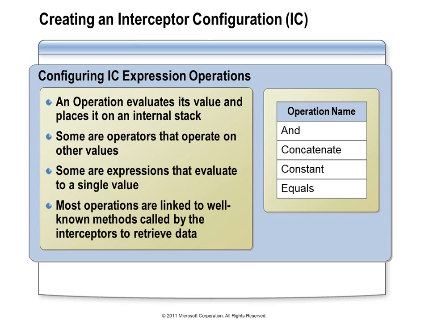Now, an operation provides some particular value and puts it onto the internal stack for evaluation. Some things, like the operations on the right, are more static, and so they identify that you want to concatenate things together, or you want to use a constant value. Others are linked to methods that are called by the interceptor. So they might be to extract data from a workflow, or to pull data out of a WCF message, or to grab the particular timestamp when something happens.